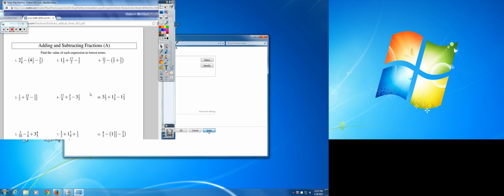Of course, you need to change all of them into improper fractions before you get started. Times 3 should be 7/2.